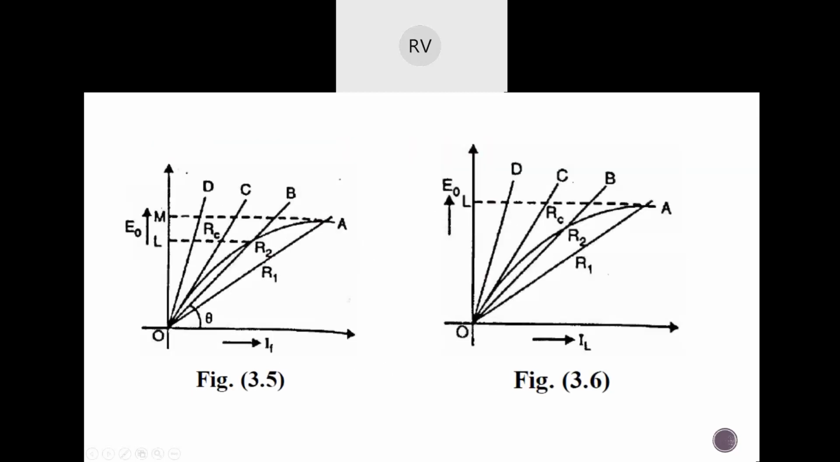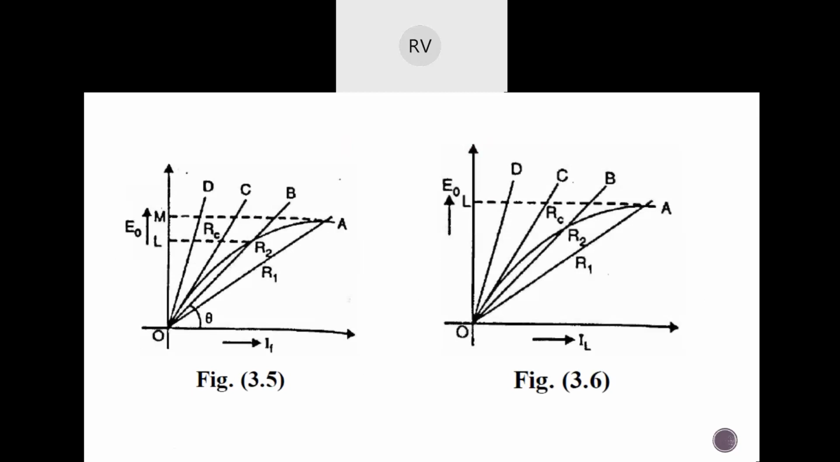So if the resistance is more than this critical field resistance, then the voltage buildup will not happen. If the field resistance, or the circuit resistance in case of a series generator, is more than the critical resistance or the critical field resistance, then the voltage buildup will not happen. The machine will not start itself.